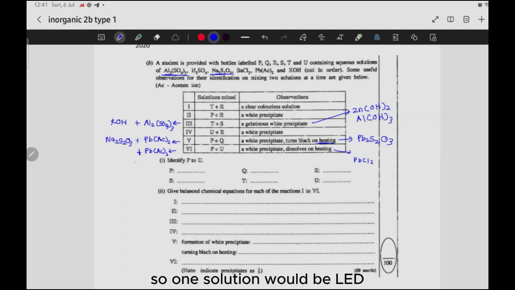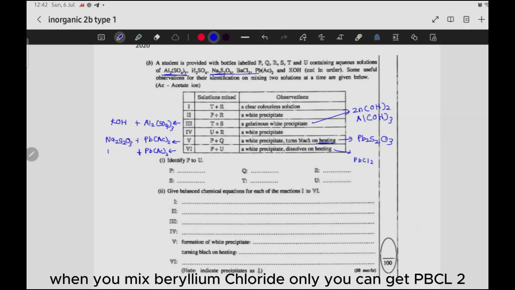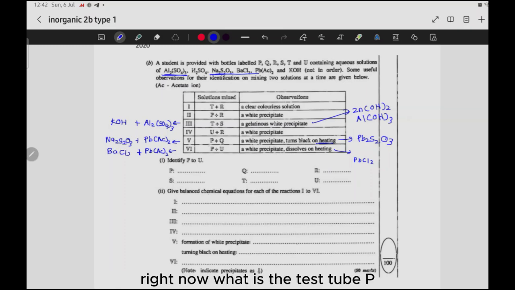So one solution must be lead acetate, it contains Pb2+ ion, and the next solution must contain chloride ion, which is barium chloride. When you mix barium chloride, you can get PbCl2, right? Now what is the test tube P?